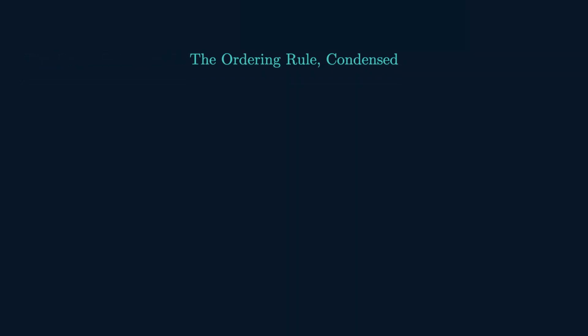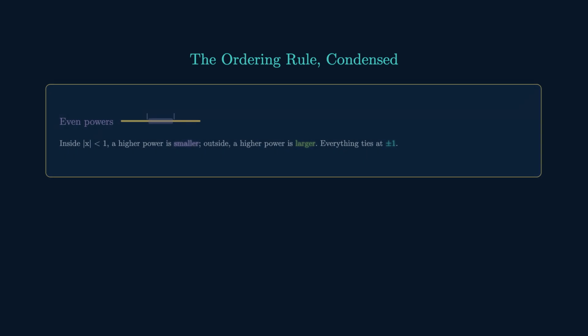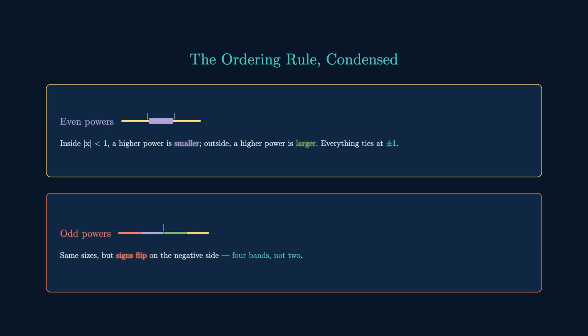The ordering rule, condensed. For even powers, only the size of x matters. Inside the band, a higher power is smaller; outside it, a higher power is larger. Everything ties at plus and minus 1. For odd powers, check the sign too, same sizes, but the inequality turns around on the negative side. 4 bands, not 2. That's the whole video, really.